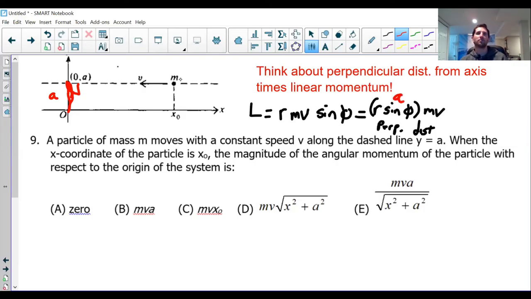It has a mass of m and a speed of v. Well, m times v times a. That's it. I'm done. This is the correct answer.